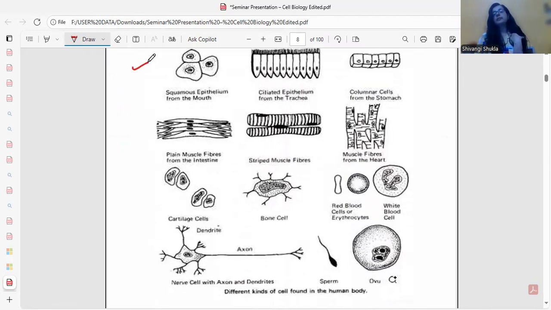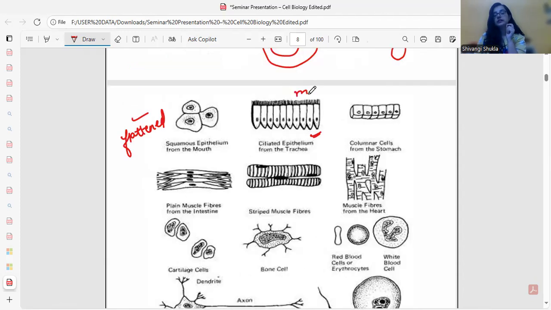We have the squamous epithelium from the mouth, from the oral cavity, and they are very flattened type of cells and they allow for the exchange of substances. The topmost layer, though, the stratified squamous type of epithelium, is present in the mouth. Then there is ciliated epithelium from the trachea. Cilia help in the movement of mucus.